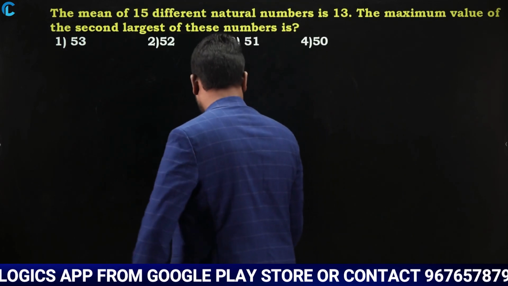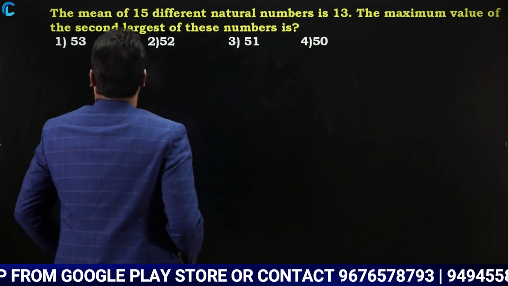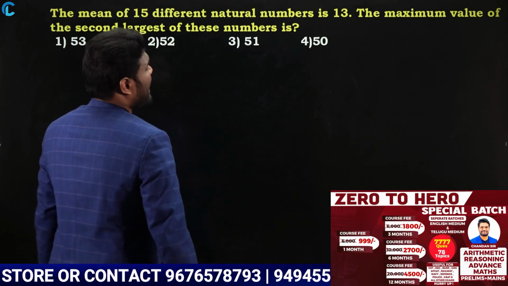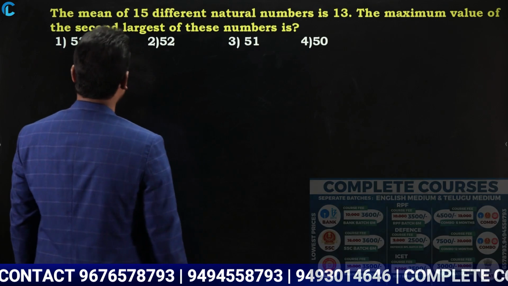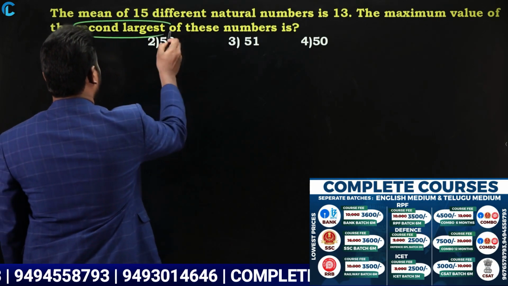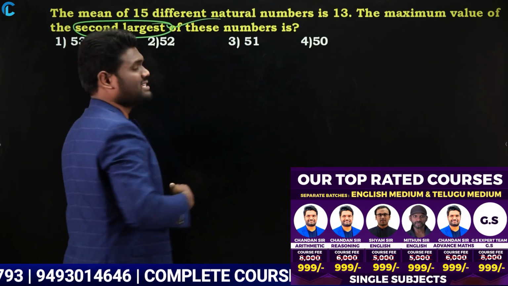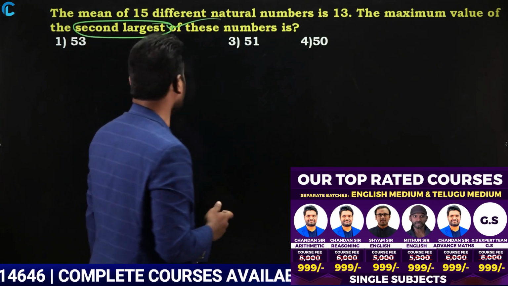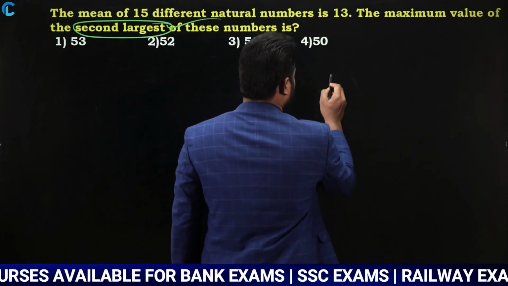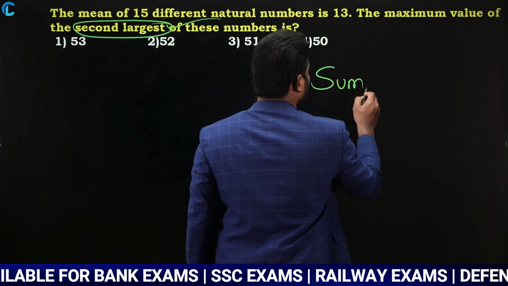Okay, let us look at the next one. What is the next question? The mean of 15 different natural numbers is 13. Find the maximum value of the second largest of these numbers. Now look here, in this question it is not asking for the largest number, it is asking for the second largest number. Let us look at that. Now 15 different numbers, what is the average? 13. If the average is 13, then what should be the sum?